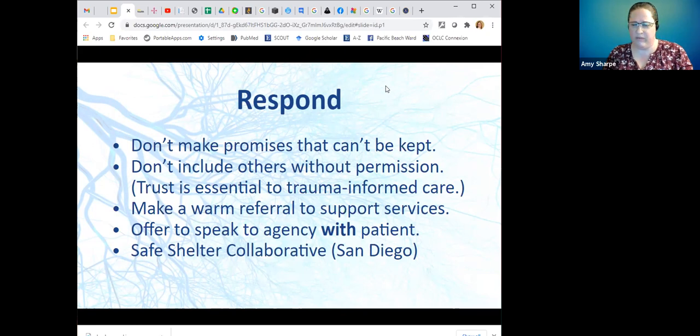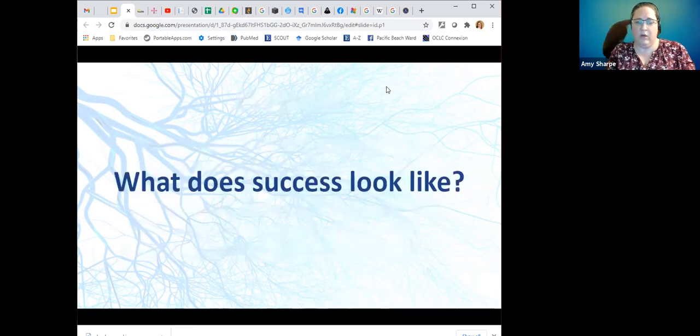And I know I've said this before, don't include others without permission. And making that warm referral, asking for help can be really difficult. So if you offer to speak to the agency with the patient, that can make it much easier. Make that warm referral, and then they also know what you're telling them, which makes them comfortable as well. So all of these things help to facilitate this process. So having put all of that out there, I wanted to ask you, what do you think success looks like?